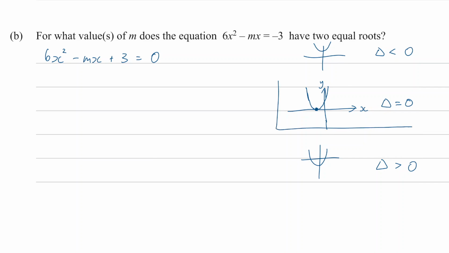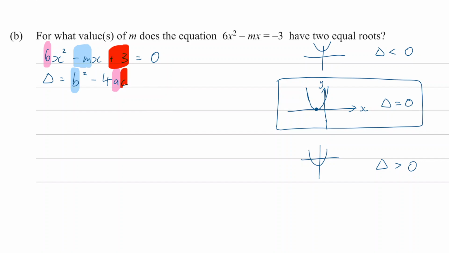But for this problem, we want to know the value of m so that there are two equal roots, or one repeated x-intercept. So the discriminant is defined as b squared minus 4ac, where a, b, and c are just numbers from our quadratic equation. So b is the coefficient of the x term, a is the coefficient of x squared, and c is the constant. So substituting those in, we can work out our discriminant.